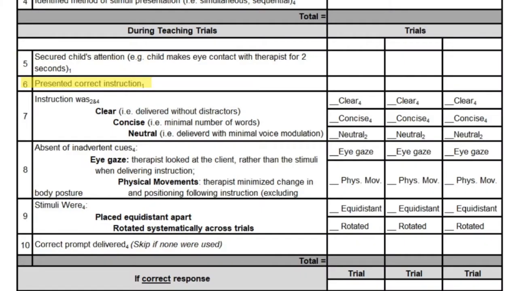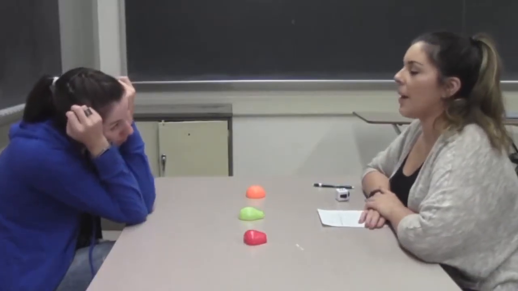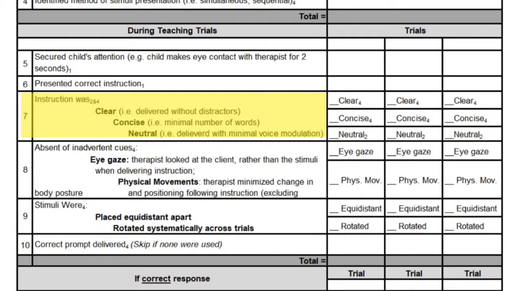Step 6 says that she must present the correct instruction. This means that the instruction matches what the program states the SD should be. The target instruction is touch, followed by one of the fruit in the array. For example, touch apple. Let's see what this looks like. Touch apple.